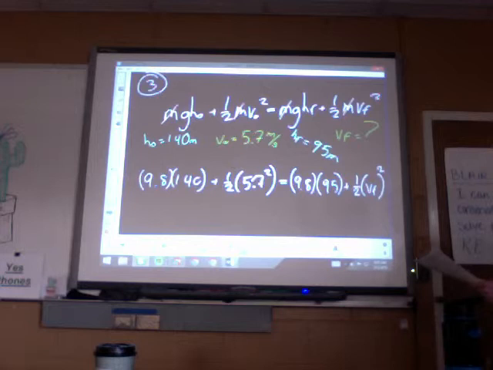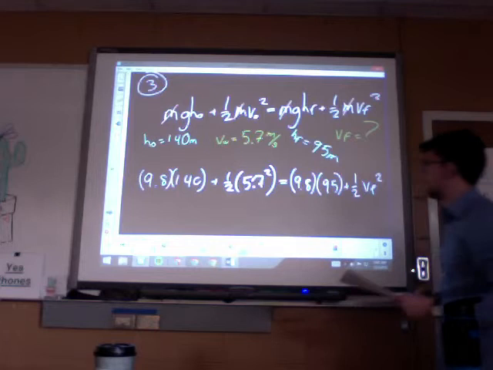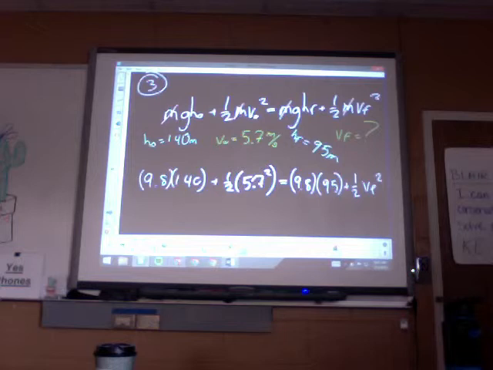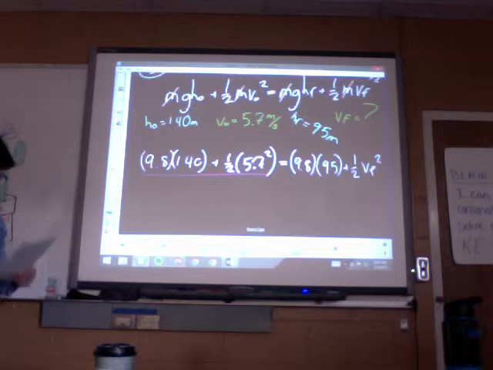I kind of don't like that parentheses. I want to get rid of that. 1 half V final squared. So here we just kind of have to clean it up and then fall back on our algebra skills. The whole left-hand side can be typed in at once in your calculator. You type that all in together, you get a number. Maybe you could check me on it, though. I got 1388.2.